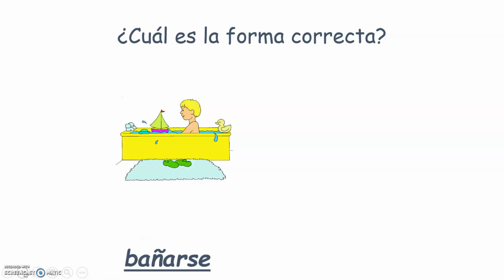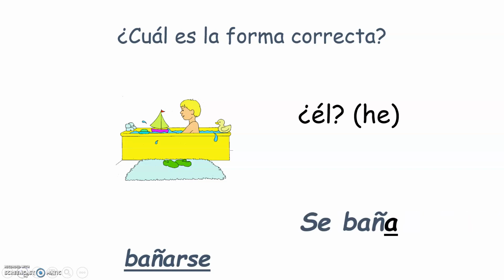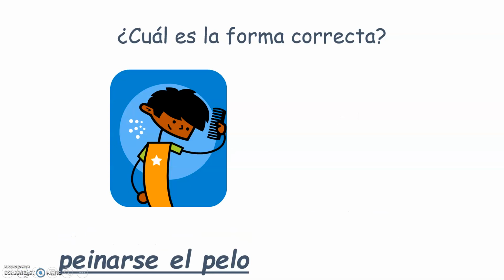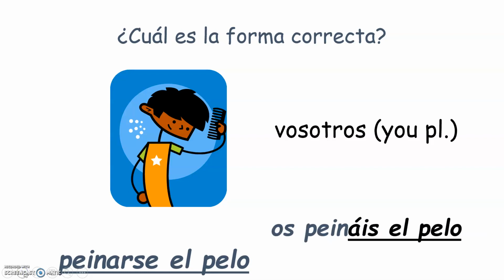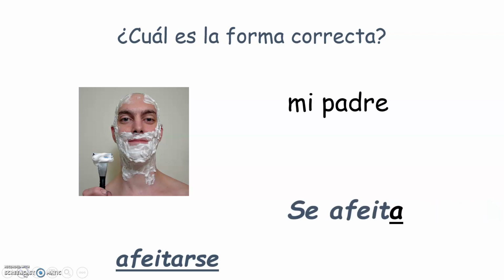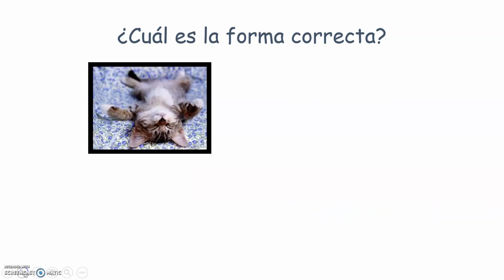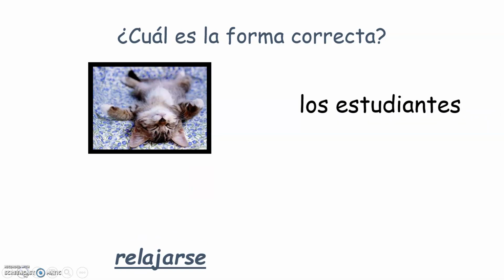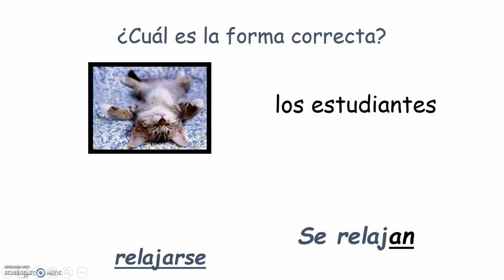¿Cuál es la forma correcta? What is the right form of the reflexive verb? He has a bath. He bathes himself. Se baña. To brush one's hair. Vosotros, you plural. Os peináis el pelo. Afeitarse, to shave oneself. My dad. Mi padre se afeita. Relajarse, to relax oneself, literally. What about los estudiantes? What would be the correct form? Se relajan, they relax.